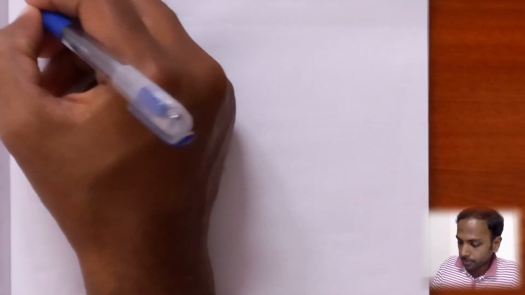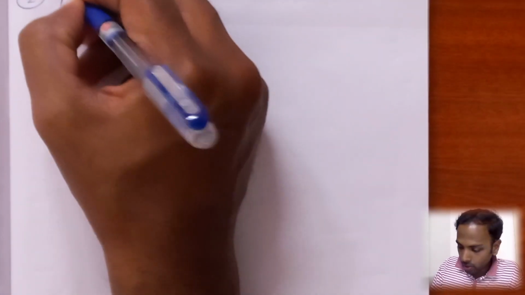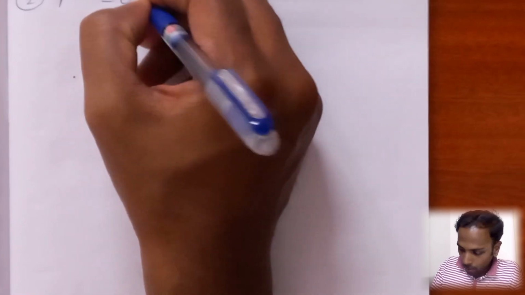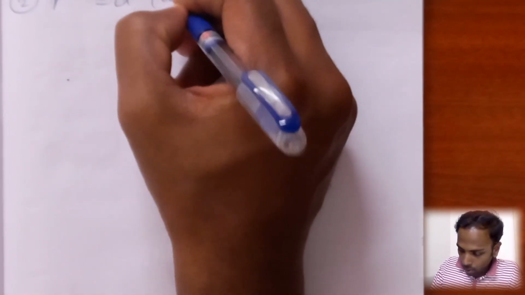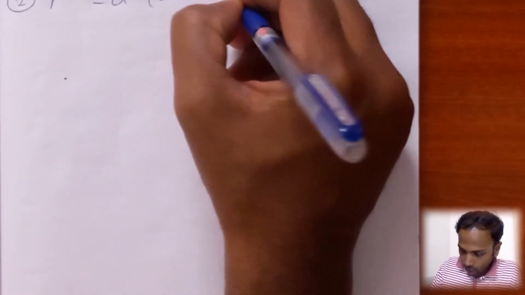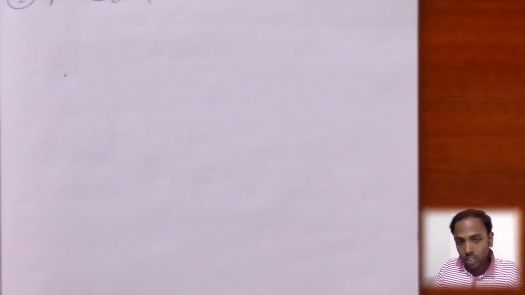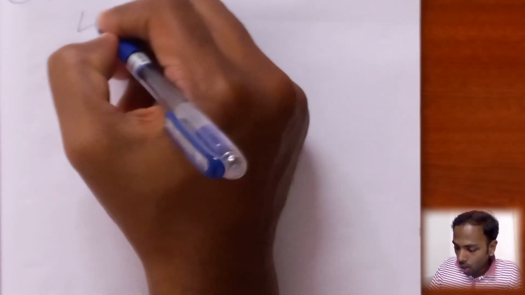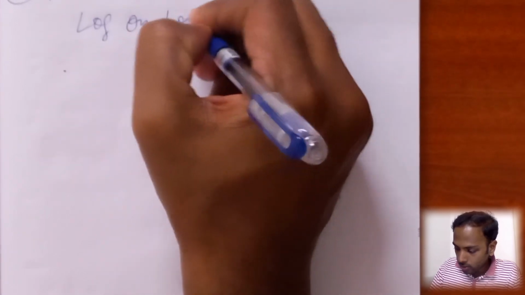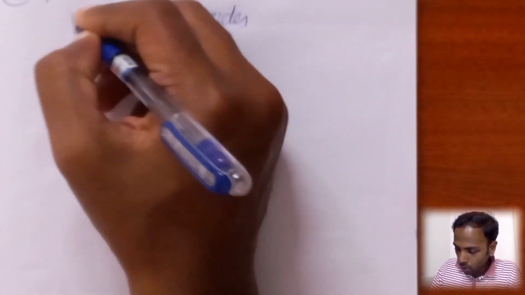Quickly, the next question, okay? Yeah. So quickly, the next question. This will not take much time, okay? r power m is equal to a power m into cos m theta plus sine of m theta. Again, what is the first step for all the questions? Log on both sides. Log on both the sides.